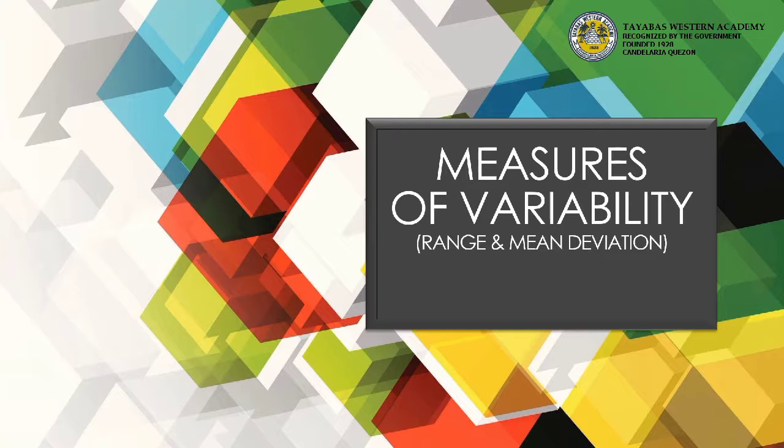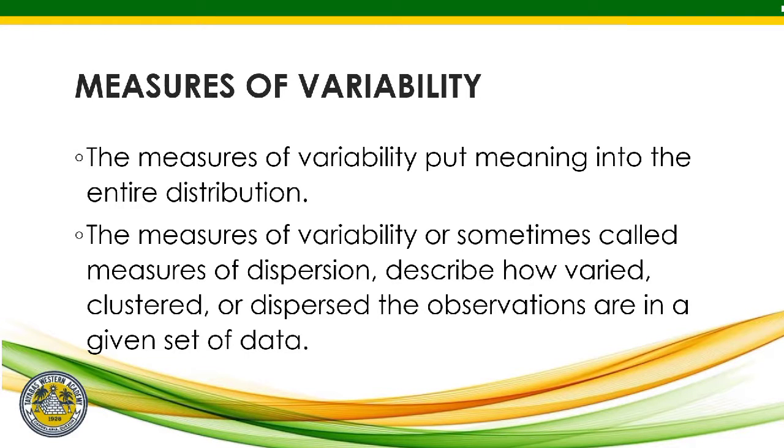So for today, we're going to discuss the measures of variability, specifically the range and the mean deviation. The measures of variability put meaning into the entire distribution. The measures of variability, or sometimes called measures of dispersion, describe how varied, clustered, or dispersed the observations are in a given set of data.